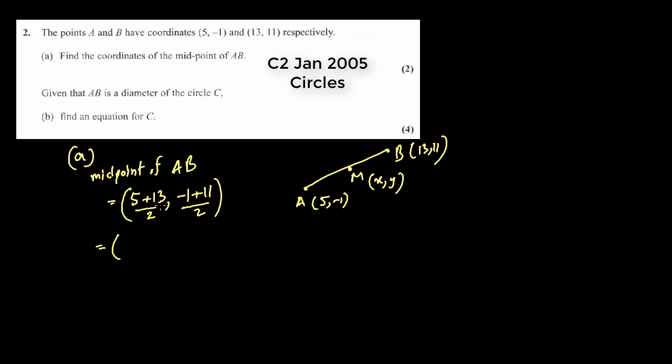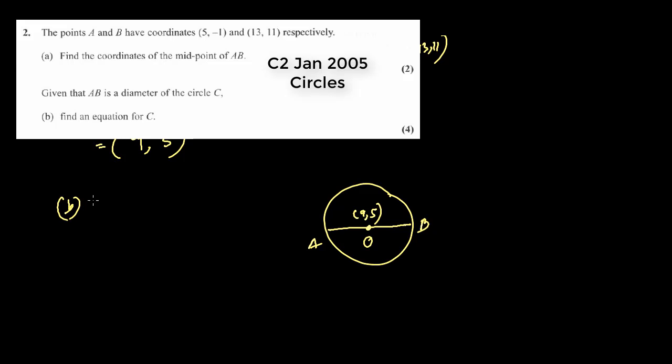So this is going to be 5 plus 13 is 18, 18 by 2 is 9, 11 plus 1 is 12, 12 by 2 is 6. So (9, 6) is the midpoint of AB. Now they're saying that AB is the diameter of a circle. That means if you have a circle, then AB is the diameter. Half of the diameter is the radius, and the midpoint of the diameter that we just found, M, has to be the center.